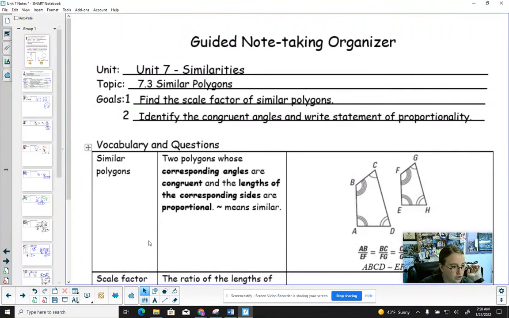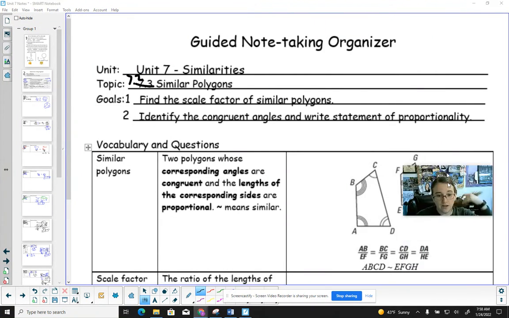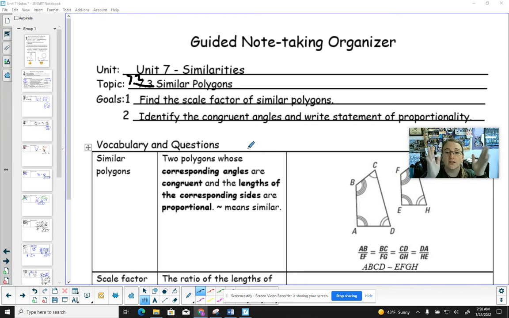Okay, this is 7.2. I forgot to change this. It's not, we deleted a lesson there. So it's 7.2 and 7.3. So now, again, our first lesson was just practicing the math we're going to be doing with the proportions, having to cross multiply and do all of that.